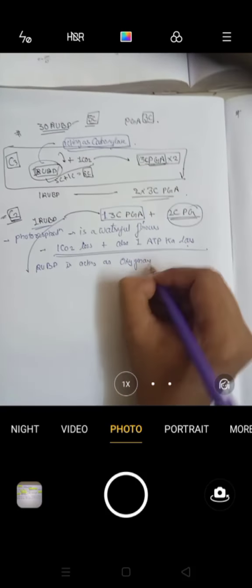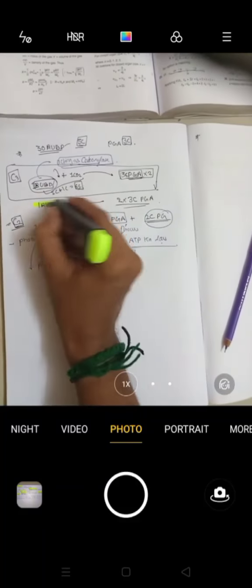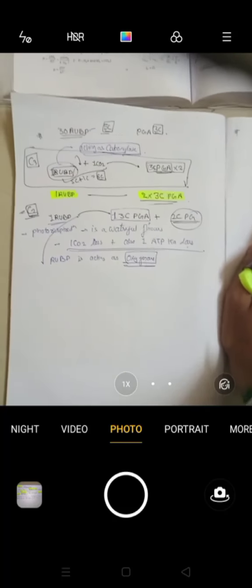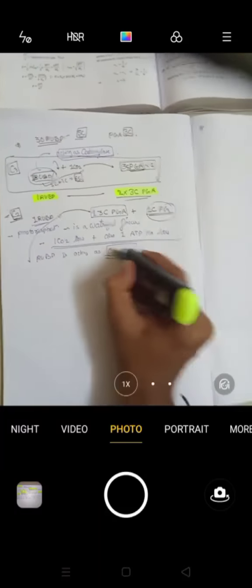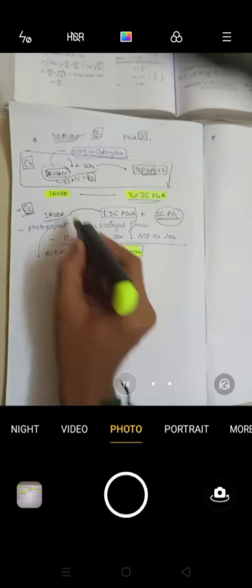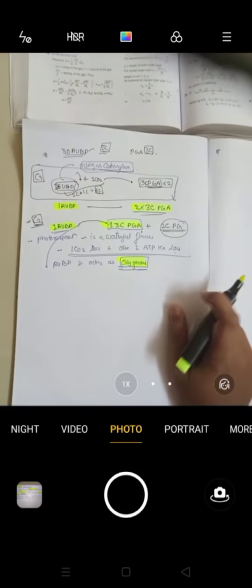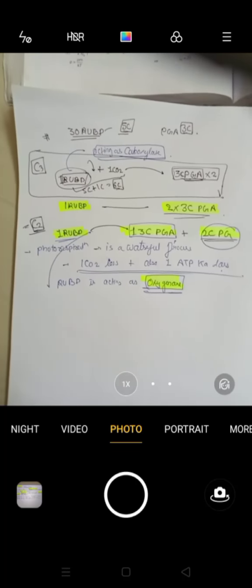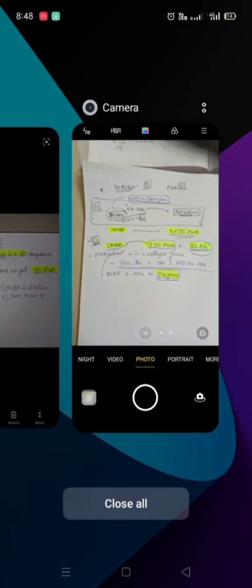So you got it over here that from one RuBP in carboxylase activity you get 2 moles of 3 carbon containing phosphoglyceric acid, but when it comes to oxygenase activity, we know that one RuBP gives us 1 mole of 3 carbon containing phosphoglyceric acid and 2 carbon containing phosphoglycolate. So you got this concept, and now we will move to the MCQ part.